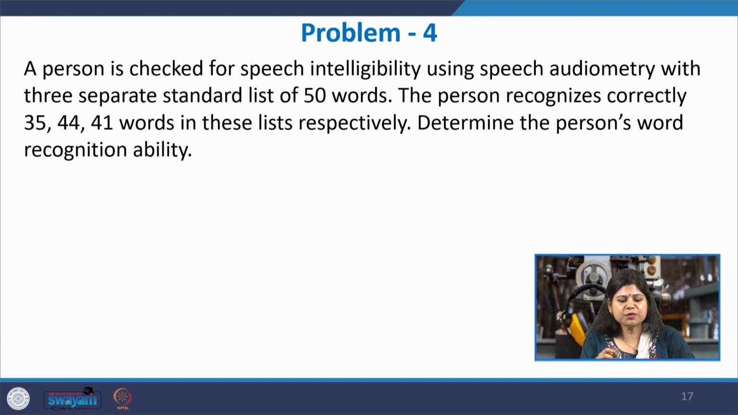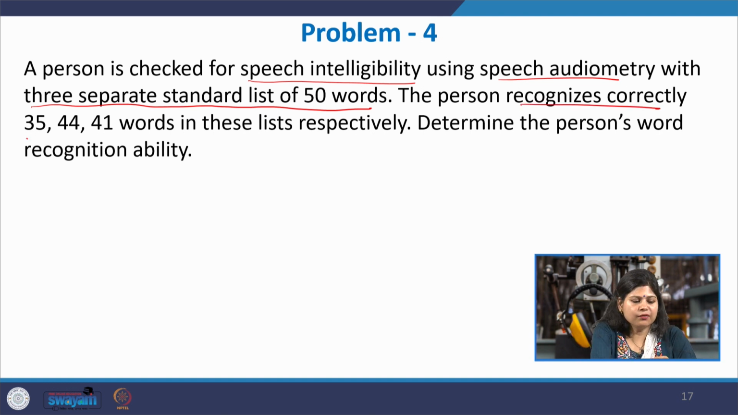Let us say a person is being checked for speech intelligibility using speech audiometry, and 3 separate standard lists of 50 words are given. Sometimes, to make the scoring more reliable, you repeat the process again and again and find the average score. The person correctly recognizes 35, 44 and 41 words in these lists respectively, and you have to find the person's word recognition ability.